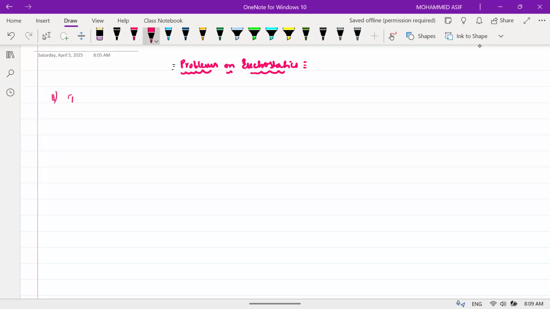Say for example, I've got three charges. Three charges are placed as shown. Okay. Find the dipole moment.